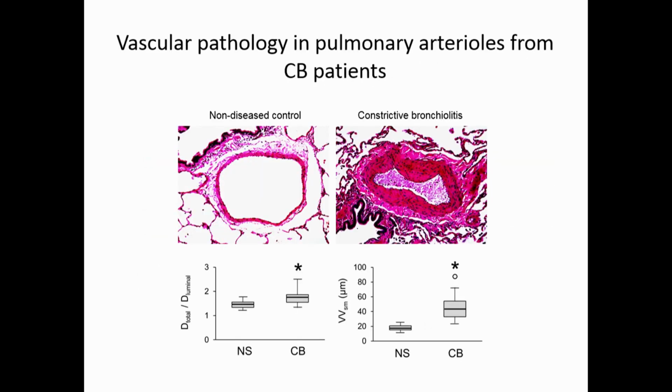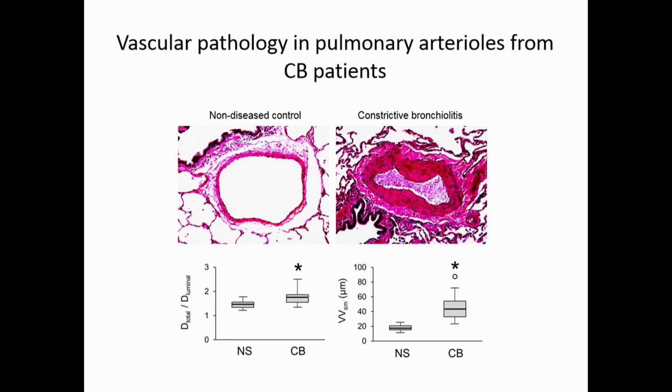So I want to shift now for a few minutes and talk about other pathology outside the airway. So we evaluated small arterioles in addition to the evaluation of the airways, and this just shows a picture of an abnormal small vessel in constrictive bronchiolitis compared to the non-disease control.